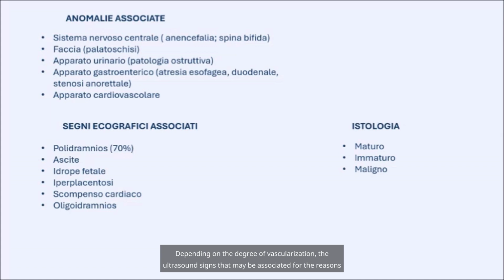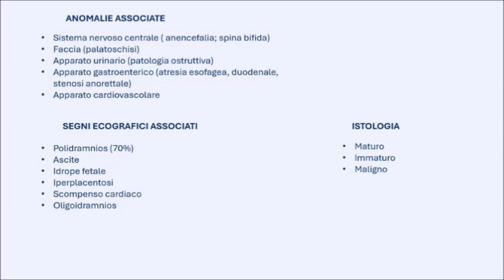Depending on the degree of vascularization, the ultrasound signs that may be associated for the reasons mentioned above include polyhydramnios, which is the most frequent and occurs in 70% of cases, ascites, and hyperplacentosis, which, as we will see in the case under examination, are present, up to cardiac failure, fetal hydrops, and oligohydramnios.